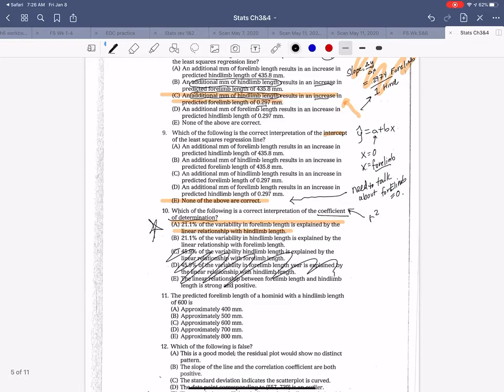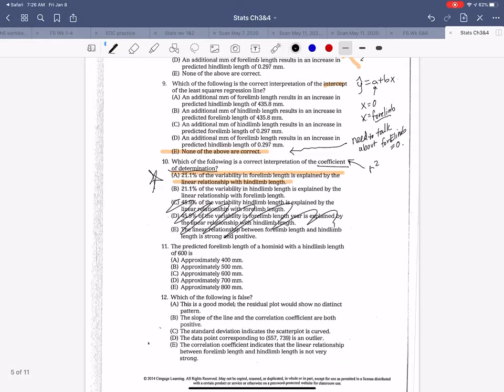I think my notes actually say the opposite, so I want to look that one up. Okay. The predicted forelimb length of a hominid with a hind limb of 600. So we said that forelimb is our x, and so they're saying y hat is 600. Your predicted hind limb is 600.